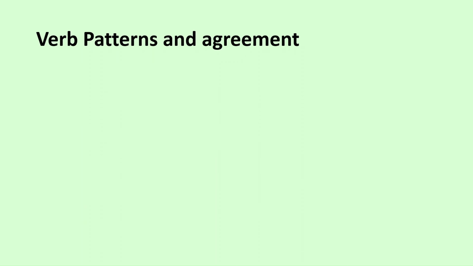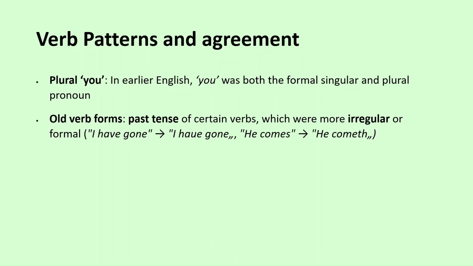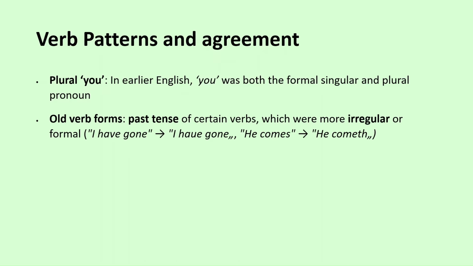We'll also look at verb patterns and agreement. In older texts, verb forms often behave differently from modern usage, especially in terms of subject-verb agreement or the use of auxiliary verbs. Look out for plural you. In earlier English, you was both the formal singular and plural pronoun. By the 17th century, you replaced thou for both singular and plural usage in most contexts. Also look out for older verb forms like the past tense of certain verbs, which were more irregular or formal.